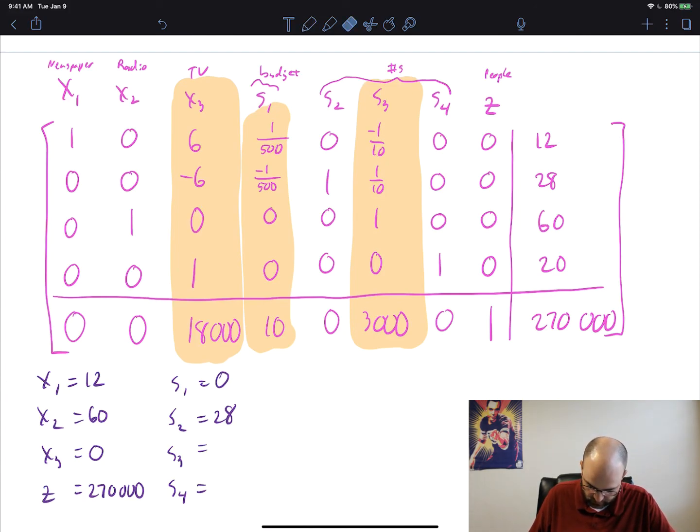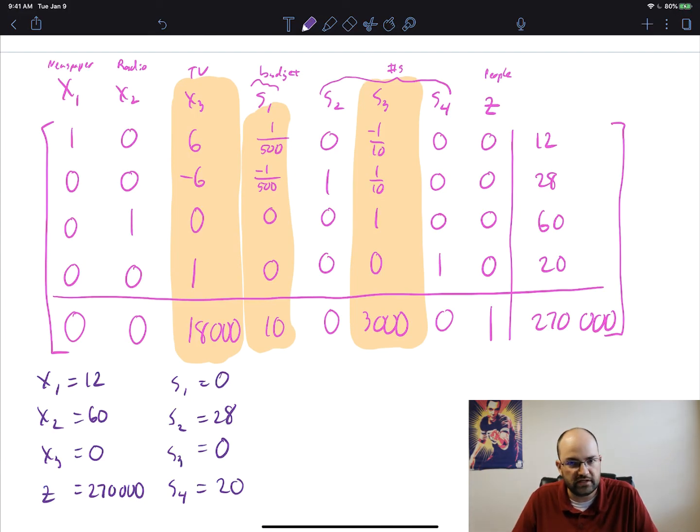S3 is 0, which again represents the number of radio ads that are left over, in other words, the ones that we are not buying. In other words, we're buying out the radio ads. And the TV ads, S4, is 20. We're not actually buying any TV ads. That's the interesting thing about all this.